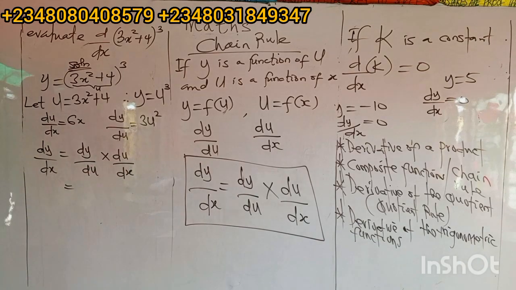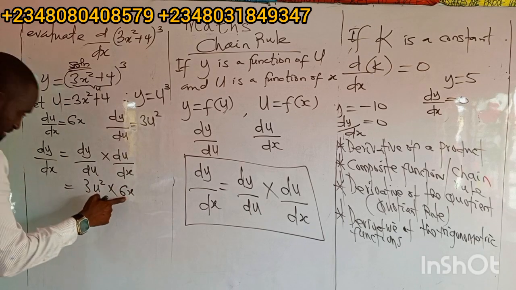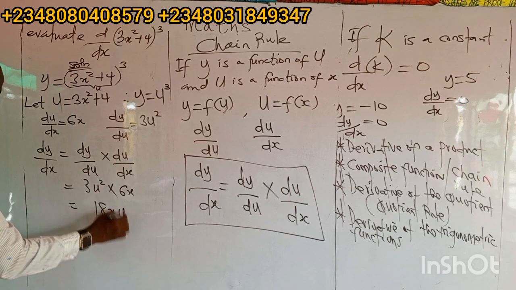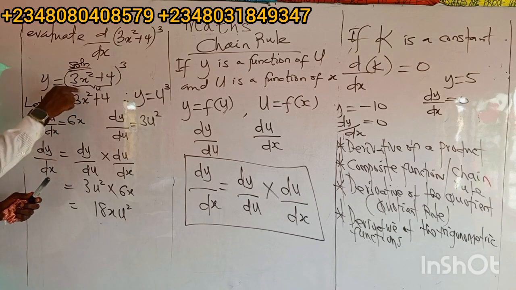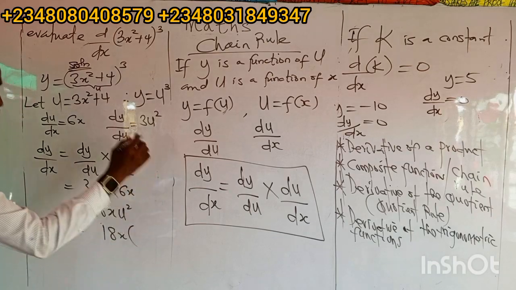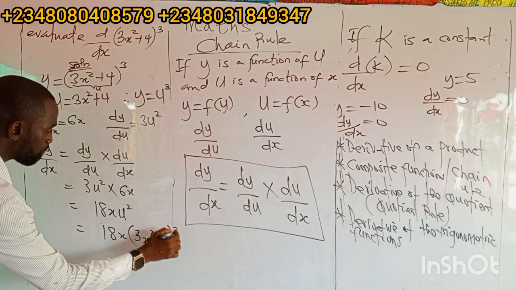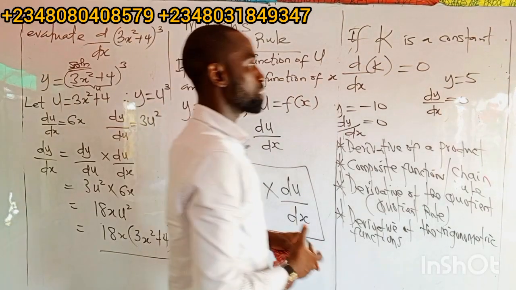So what do we have here? dy/du is 3u squared times du/dx, that is 6x. Now multiply 3 times 6x, that gives 18x, then u raised to power 2. But our u is 3x squared plus 4. This will now become 18x(3x squared plus 4) raised to power 2. That's the answer to that question.